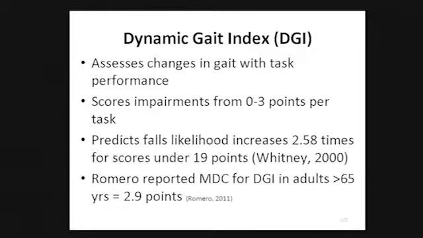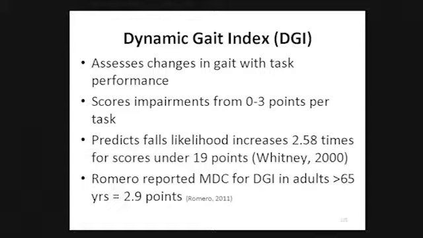Dynamic Gait Index. This is very popular. I see this used across the board in clinics. So this is looking at changes in gait along with doing a task performance. Well, what's the difference between walking across the room or walking across the room carrying something or doing something else? It's scoring impairments, again, 0 to 3 points per task. And we like the Dynamic Gait Index because it predicts falls likelihood increases 2.5 times for scores under 19 points. So there's your cutoff. If they're scoring under 19, they're 2.5 times more likely to fall.